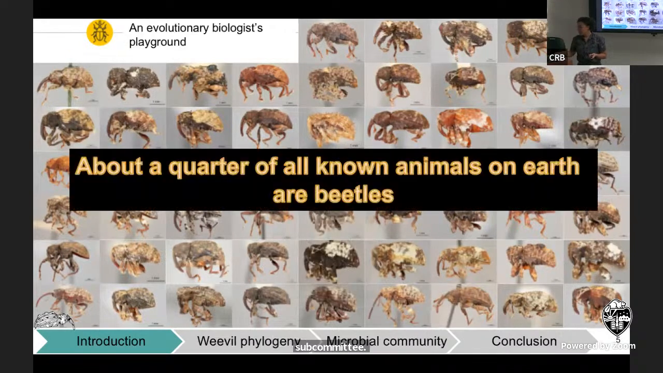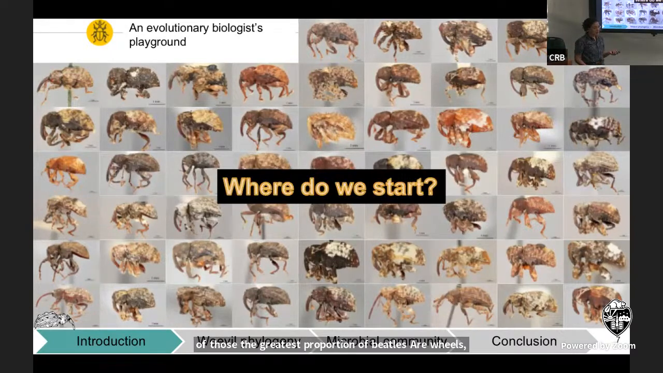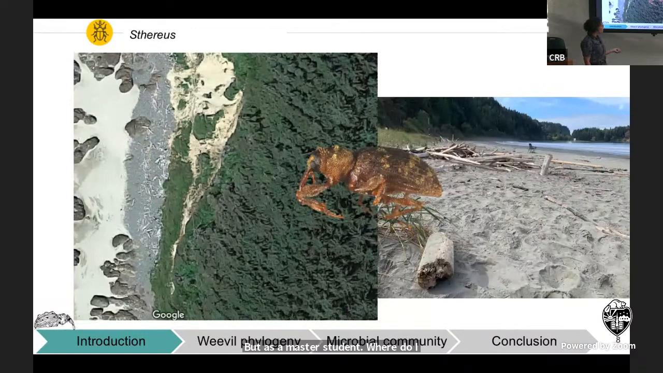Oh, great. Okay. We do know that about a quarter of all known animals on Earth are beetles, and of those, the greatest proportion of beetles are weevils. So we're talking about kind of an evolutionary biologist playground in terms of trying to ask and answer questions about this group that has dominated the globe in a lot of senses. But as a master's student, where do I start with such diversity? And so when I moved up to the Pacific Northwest, I started getting excited about Starius tenoides. They are weevils that live under driftwood on ocean shores. So if you're in Oregon or Washington on the coast and you flip a log, you might be able to find these little guys.